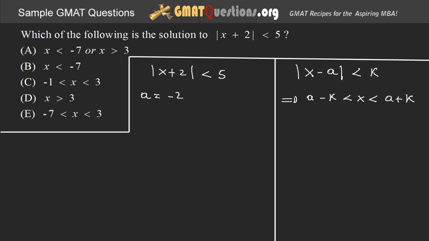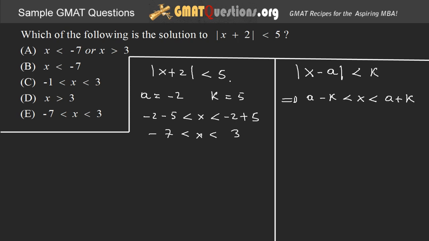If you use this method of solving it, which is fast, then you need to respect the fact that a is not 2, but negative 2. And k would be equal to 5. Then we can just use this formula by saying negative 2 minus 5 less than x less than negative 2 plus 5. And game over. So negative 7 less than x less than 3. Very simple if you use this formula, if you can memorize it.